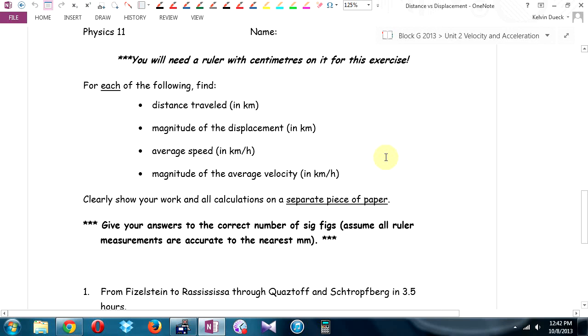The distance traveled in kilometers. The magnitude of the displacement measured with a ruler in kilometers. The average speed, which is going to be distance divided by time. And I think I tell you in the question how much time. We're going to use kilometers per hour instead of meters per second. Oh, and the magnitude of the average velocity. You can't give me a direction because I didn't put compass angles or anything on here, but you can give me the magnitude of the average velocity.